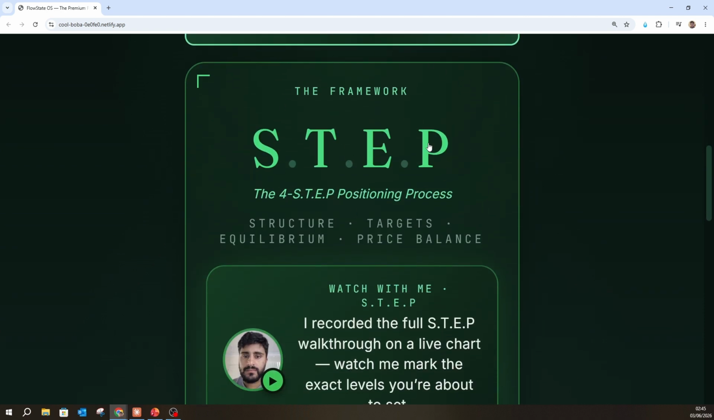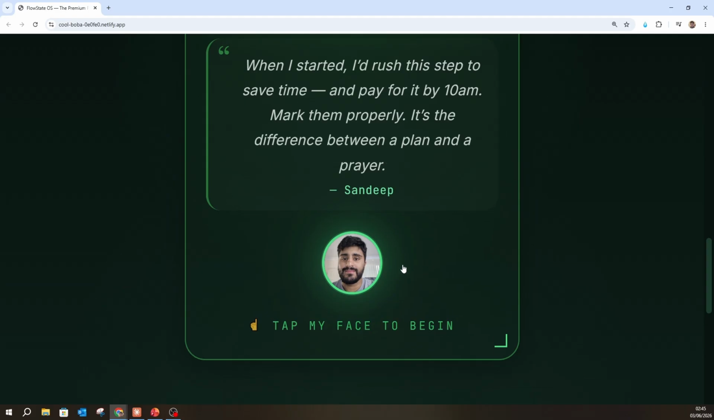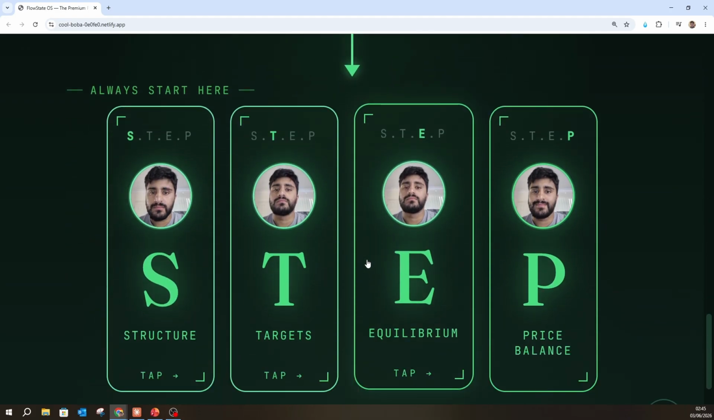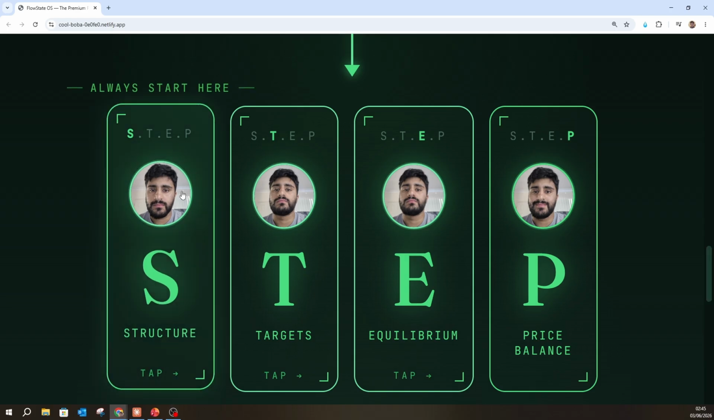So the framework that I'm going to introduce you to is, again, the 4-step positioning process. So how does it work? So we're going to tap to begin, and now we have presented here the 4 steps. Right, you have to follow these steps. Notice how it says always start here. The system, or the FlowState OS app, will make you follow these rules with so much clarity, you'll be laughing at why you weren't doing it before. So we're going to get into it right now.